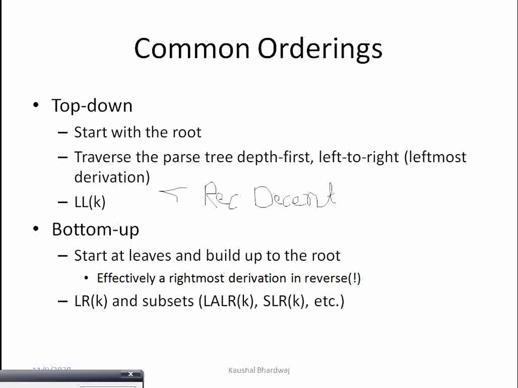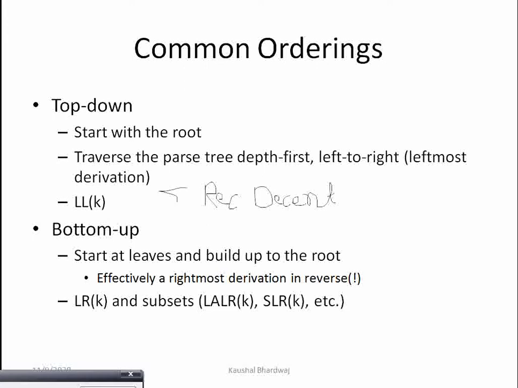In the bottom-up approach, you will start from the leaf and try to build up to the root. Here you will use the reverse of rightmost derivation. Okay. So some of the types are also shown here.